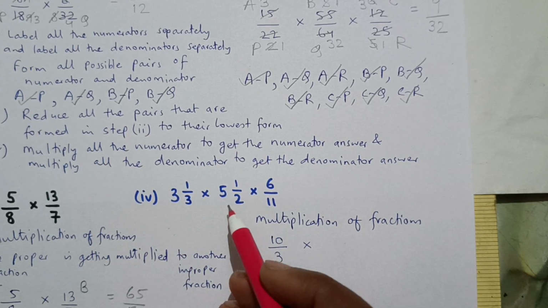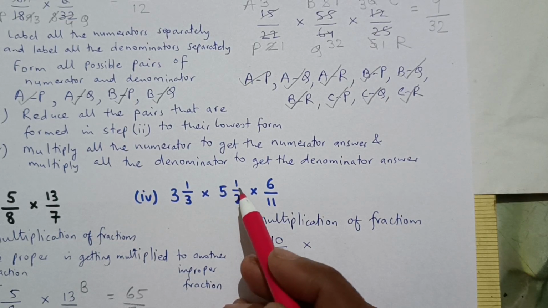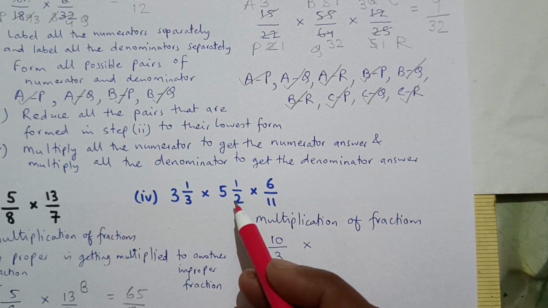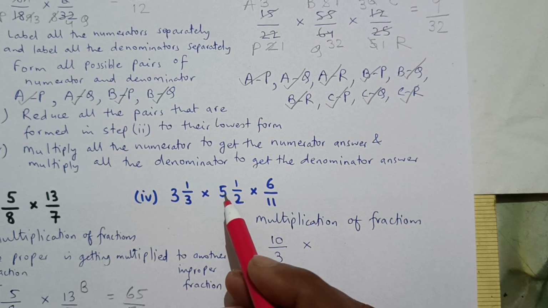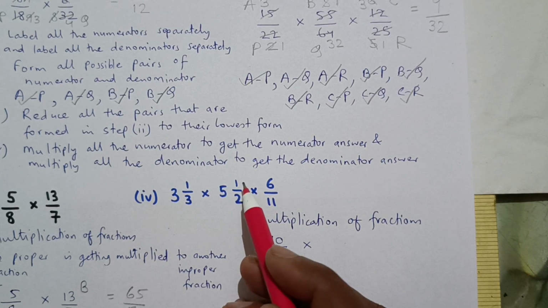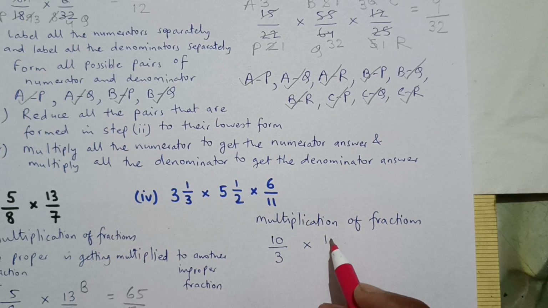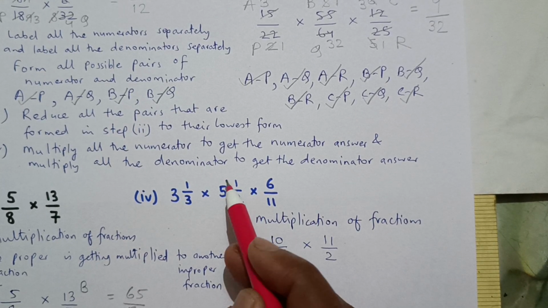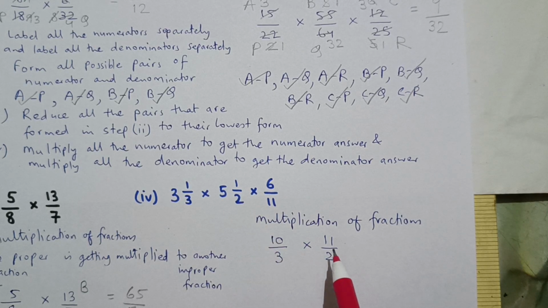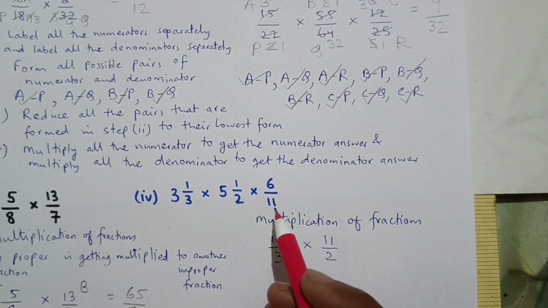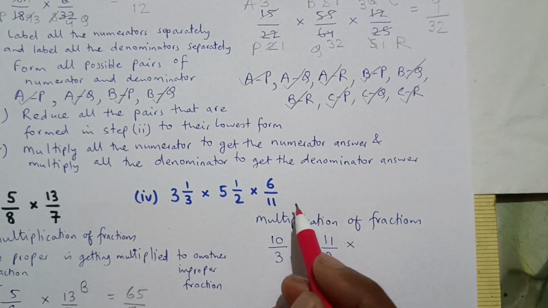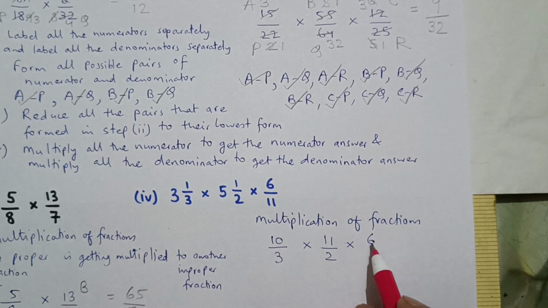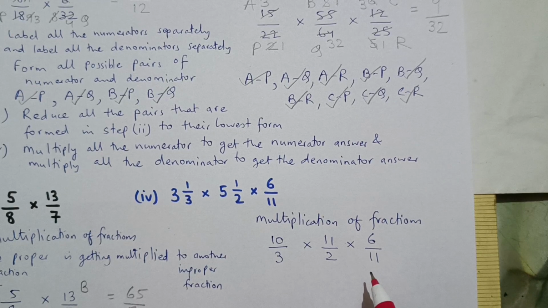Multiplied to 5 1 by 2. This is also a mixed fraction. So we will convert this mixed fraction into an improper fraction. So 5 1 by 2 will become 5 into 2 is 10, 10 plus 1 is 11. So 11 by 2. Multiplied to 6 by 11. 6 by 11 is a proper fraction, so I will keep it as it is.